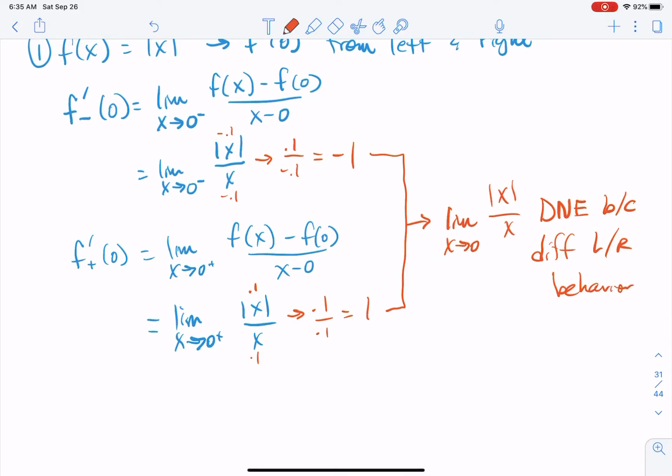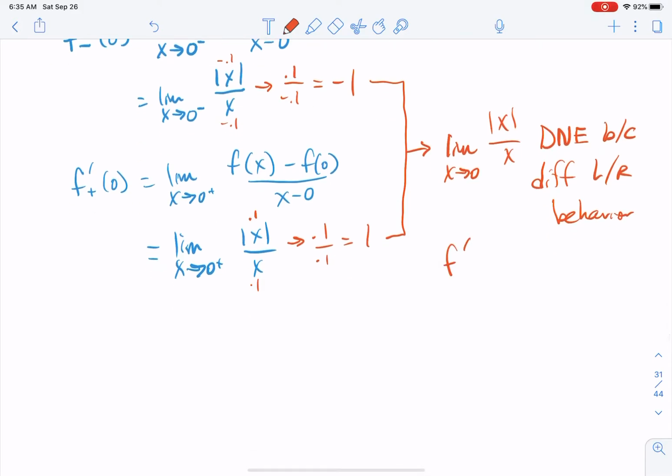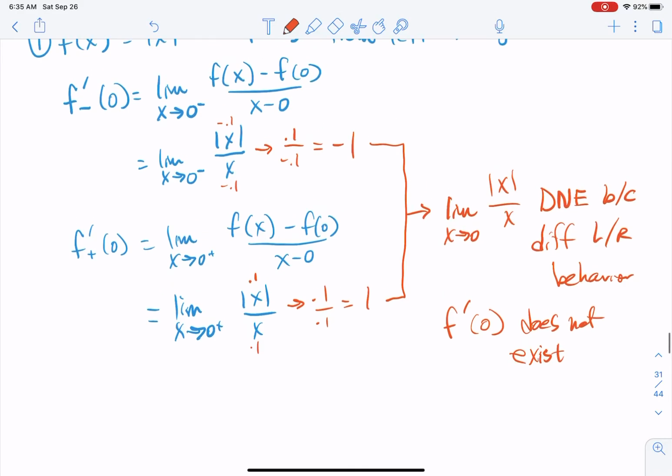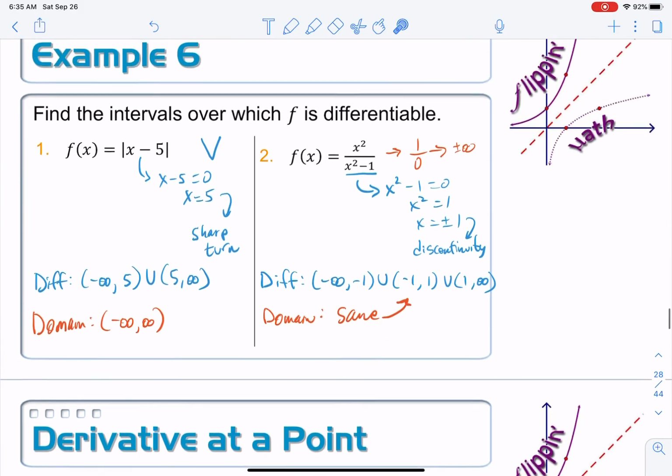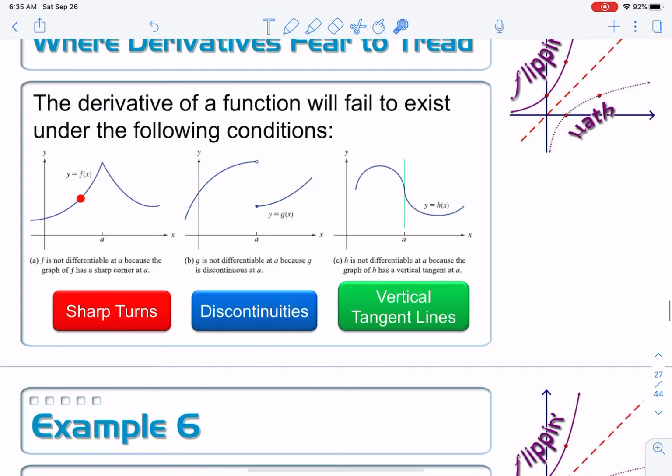And that is the reason why f prime of 0 does not exist. As a matter of fact, whenever you have a sharp turn, this will always be the case. You have this abrupt change in your slope from a negative to a positive or vice versa. And that is what's happening right here. You can see it right here happening.